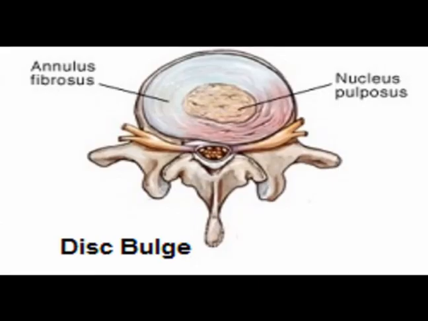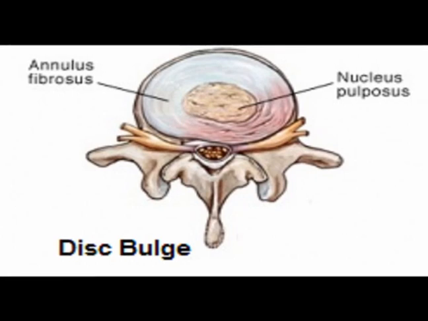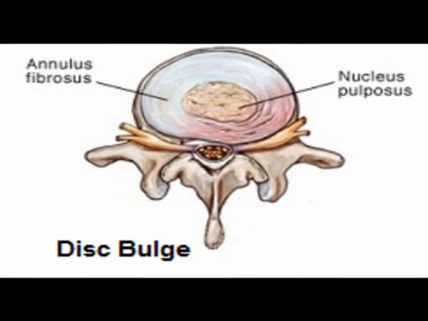In a disc bulge, there's extension of the disc margin beyond the margins of the adjacent vertebral endplates. The nucleus pulposus remains contained within the annulus fibers. The disc remains intact except for a small portion that pushes outwards. The nucleus pulposus does not leak out. The disc may protrude into the spinal canal without breaking open. This may be a precursor to a disc herniation.